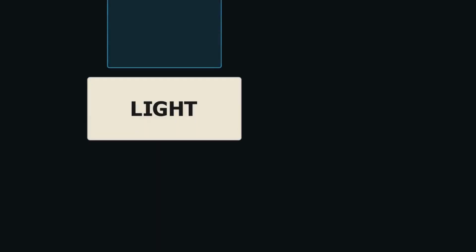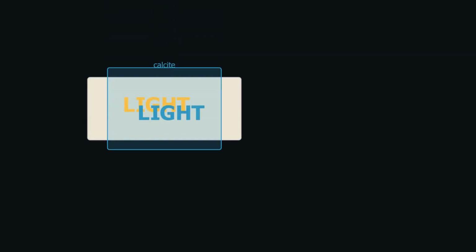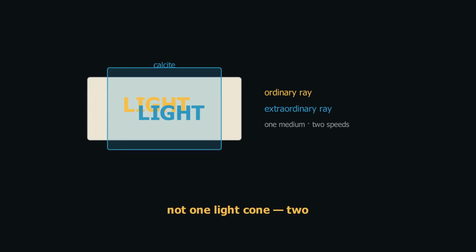Lay a calcite crystal on a printed page and the letters double. Not blurred, doubled. Two clean copies, because one ray went in and two rays came out, the ordinary and the extraordinary, crossing the same transparent block at two different speeds. The crystal does not carry one light cone, it carries two.